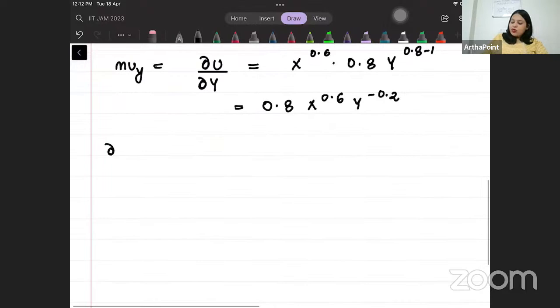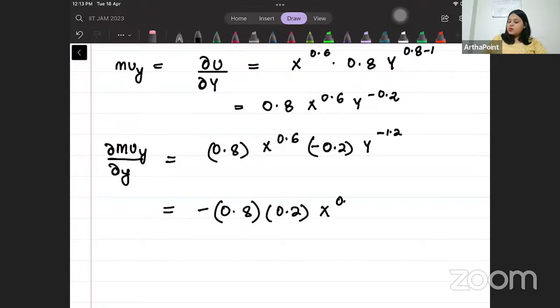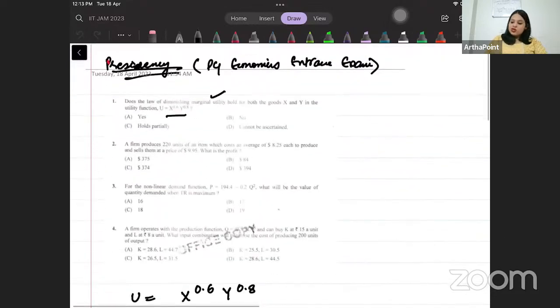Now we have to ask how marginal utility changes as y changes. This will be 0.8, x to the power 0.6, minus 0.2 will come down, and y to the power minus 1. So this can be rewritten as minus 0.8 times 0.2, x to the power 0.6, y to the power minus 1.2, and this is clearly less than 0. So both of them are diminishing. So yes.